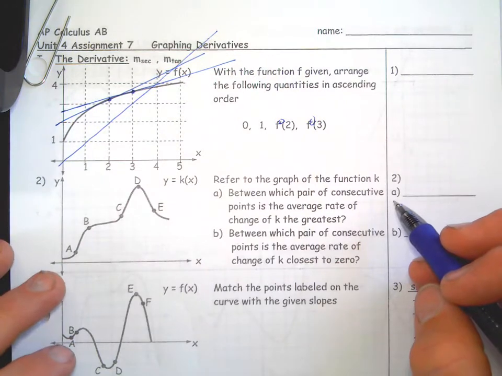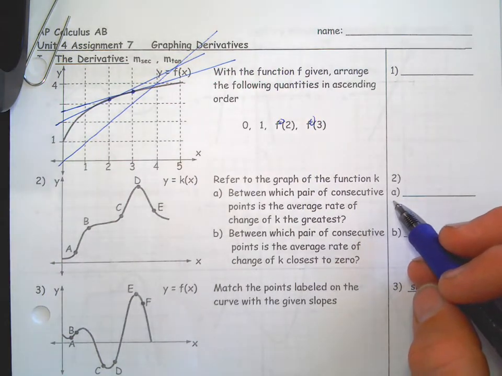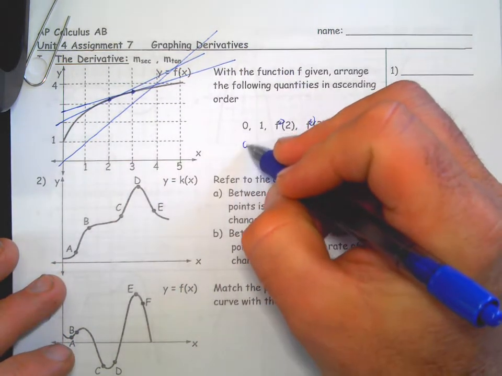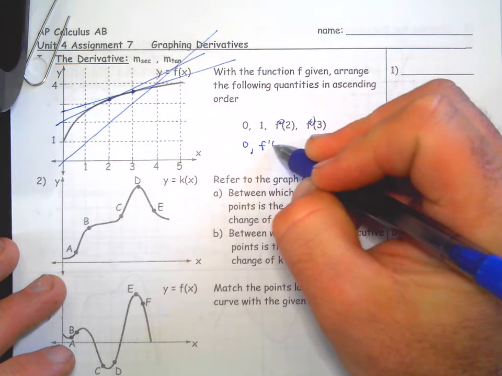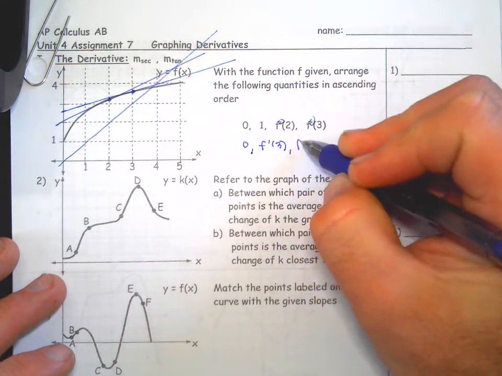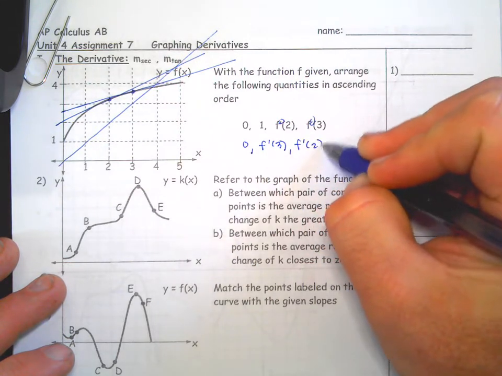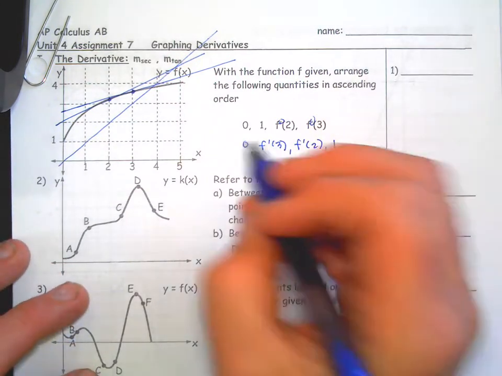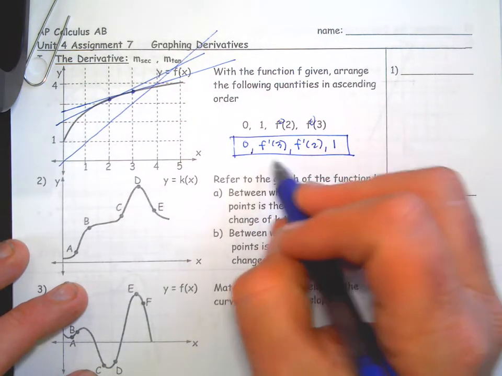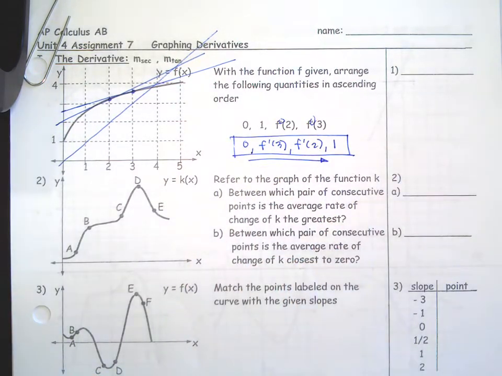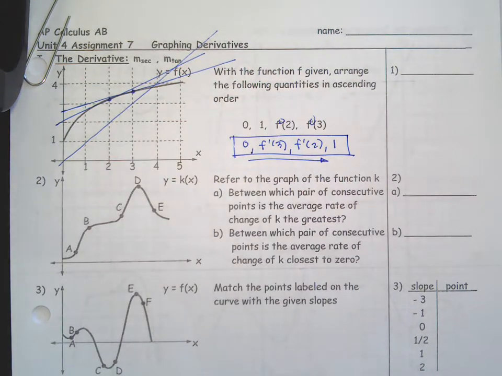So I'd say ascending means smallest to biggest. These are positive slopes. So I'd say 0, then the slope at 3, then the slope at 2 is steeper, and then the value of 1 is more than the slope at 2. So this would be ascending order, smallest to greatest.